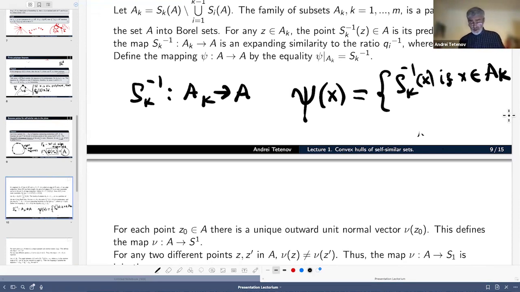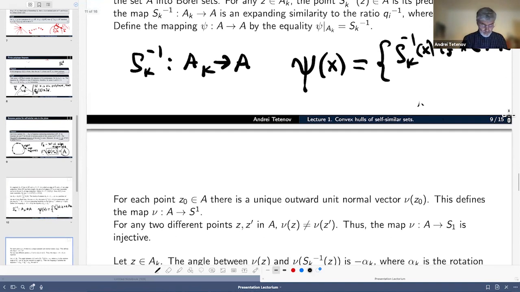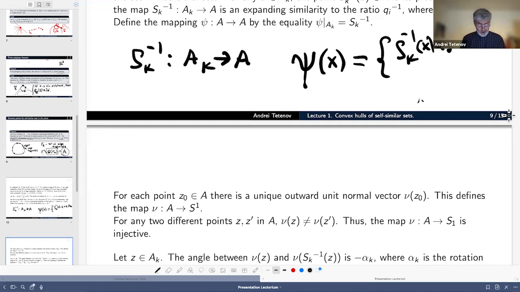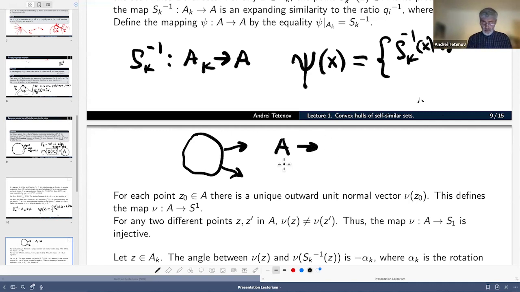So we take these sets AK and they are expanded, and the union of their images gives us again A. So for each point Z0 in A, there is a unique outward unit normal vector. So if we have the set A, for each point of A there is a unit normal vector, and this map sends A to the unit circle.